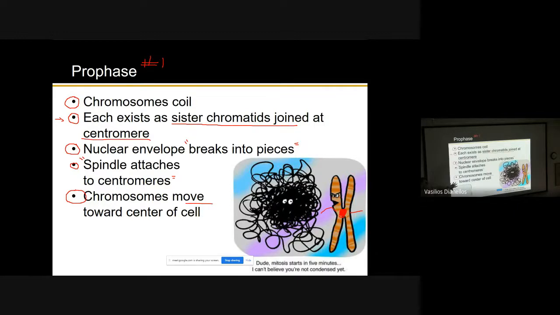And then again, the rest of prophase, metaphase, anaphase, telophase, it's going to be less detailed, and it's going to be more about what's happening to the chromosomes, and that's where this bullet point comes in. In which of the four phases are the chromosomes moving towards the center of the cell? The answer is prophase. In prophase, the chromosomes are moving towards the center of the cell. So let's focus on that for a second.